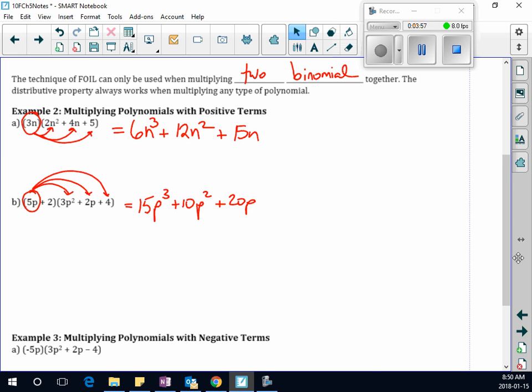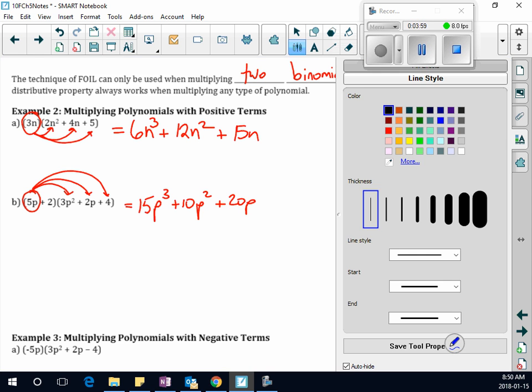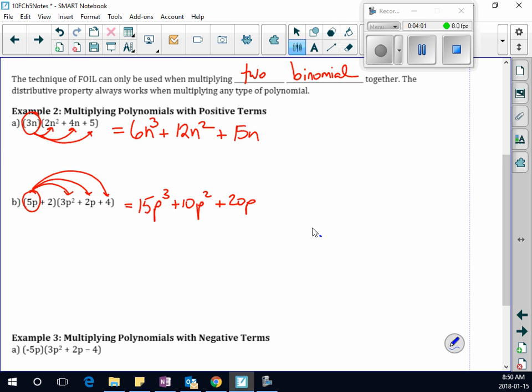Now I'm going to change my color, and we're going to do the next distributive property. And that would be plus 2 times all three terms. So 2 times 3p is 6p squared. 2 times 2p is plus 4p. 2 times 4 is plus 8.